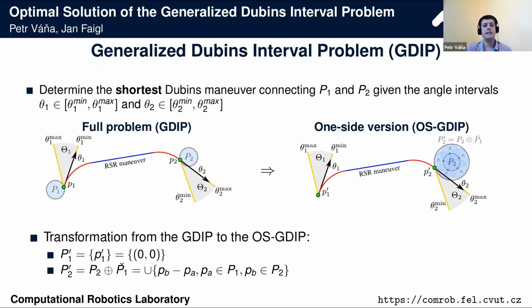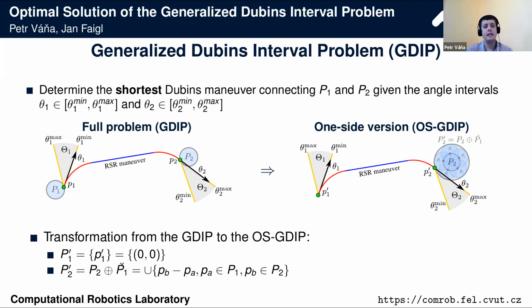So what we did is we took the full problem, the generalized Dubins interval problem, where on both sides we have a disk-shaped region, and we converted it to a version which we call the one-side version, because the disk-shaped region is only on one side. So we are starting from a single point and going to the disk-shaped region. But the question is how to do that.